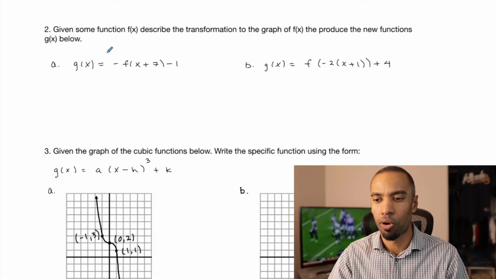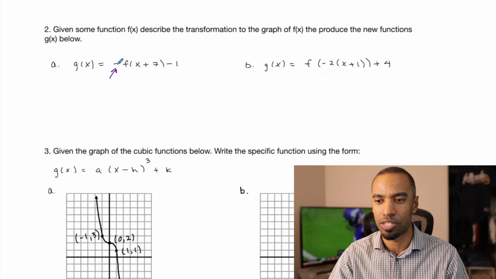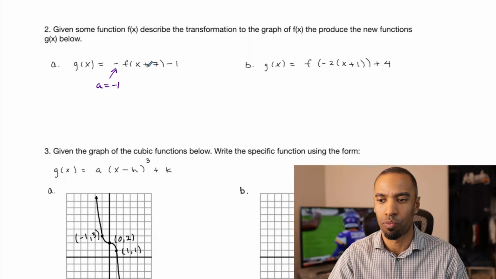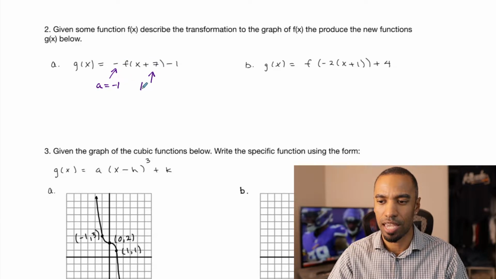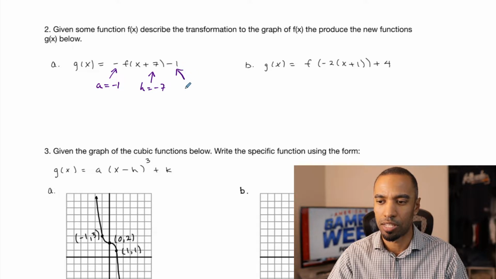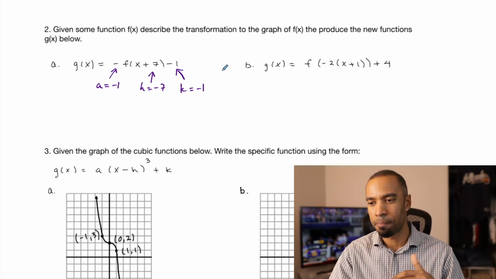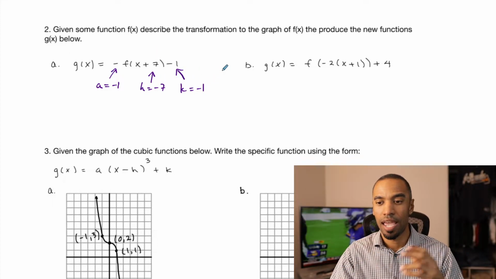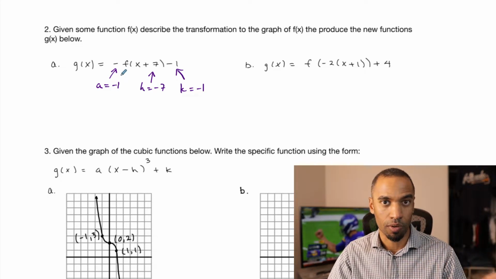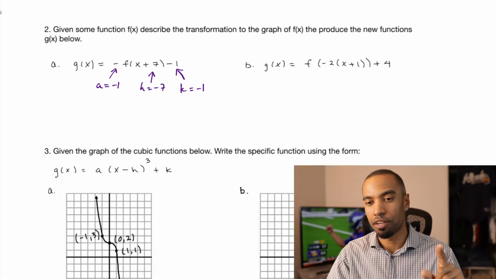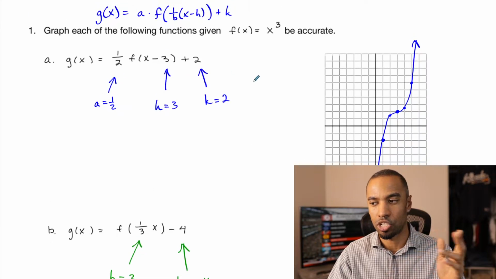So once again, let's pull out what values we do have here. This negative symbol means that a is -1. This plus 7 means that h is -7, as we established in the previous problem. And this -1 here means that k is -1. So the h and k have to do with the translation, and the a has to do with a stretch factor and/or reflection.